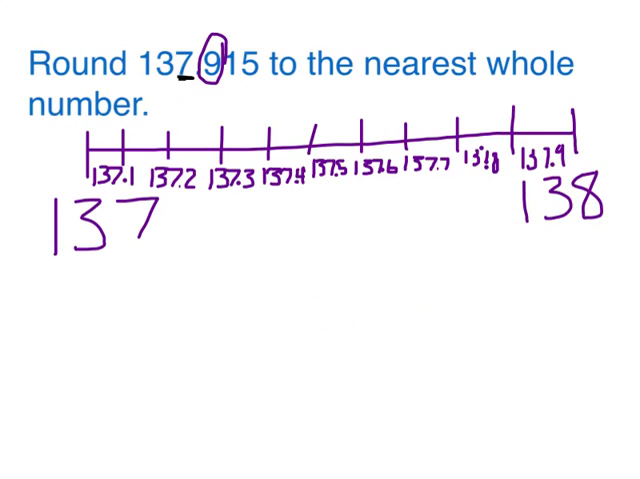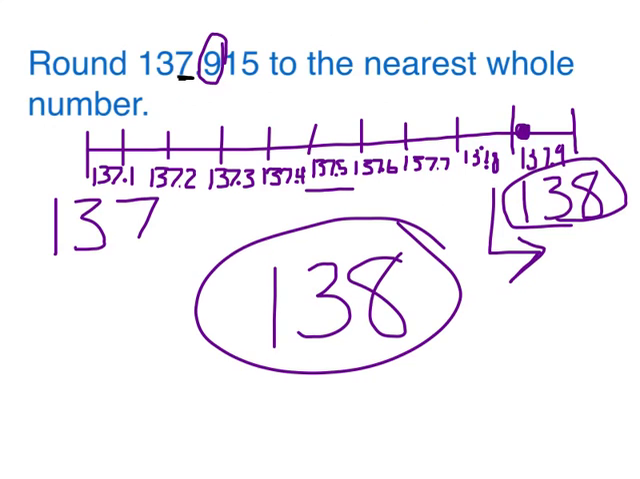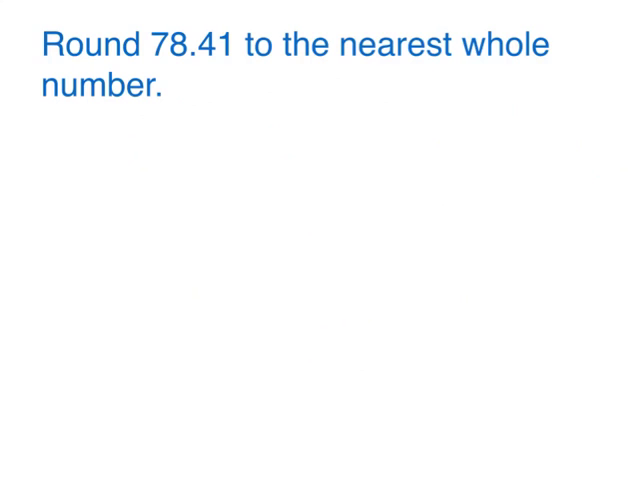I know that 137 and 915 thousandths is just past 137 and 9/10ths. It's a little bit more. When I look, it's well past the midpoint of 137 and 5/10ths. It's closer to 138. When I round 137 and 915 thousandths to the nearest whole number, I get 138. Let's look at one more example.